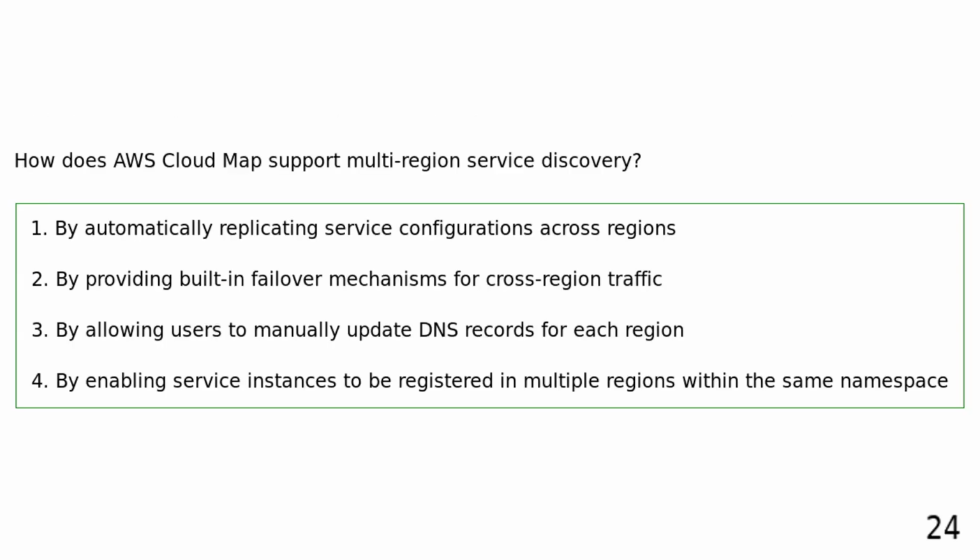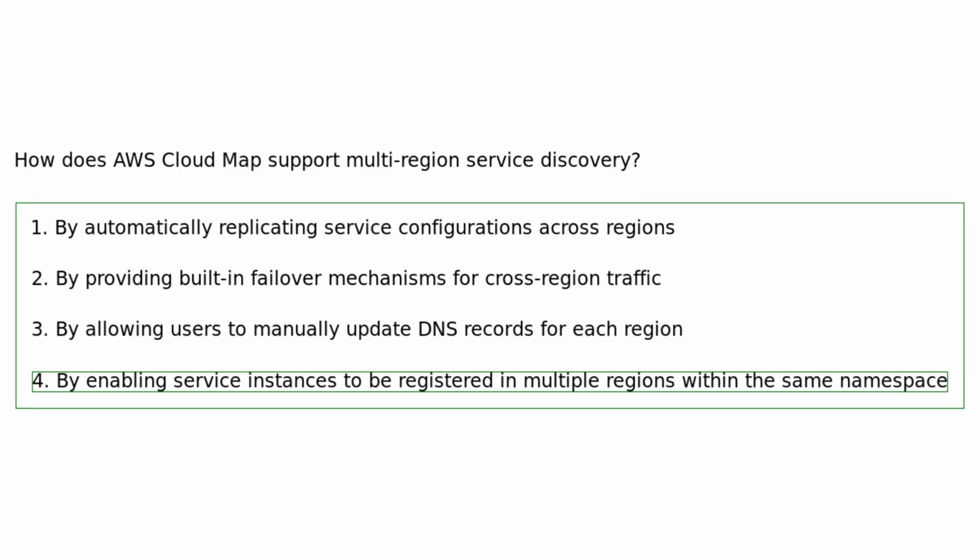How does AWS Cloud Map support multi-region service discovery? By automatically replicating service configurations across regions. By providing built-in failover mechanisms for cross-region traffic. By allowing users to manually update DNS records for each region. By enabling service instances to be registered in multiple regions within the same namespace. AWS Cloud Map supports multi-region service discovery by allowing service instances to be registered in multiple regions within the same namespace, facilitating cross-region service discovery.